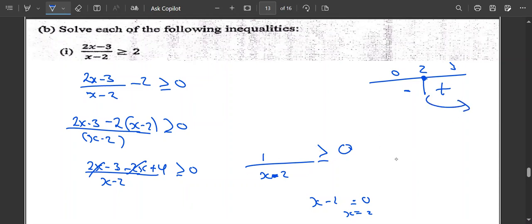So the solution set would be from 2, because if we put 2 there, it will be 0. So I don't want to include it. That's the reason why I'm putting open. Then close, then positive infinity. So those are the ranges of values for x.